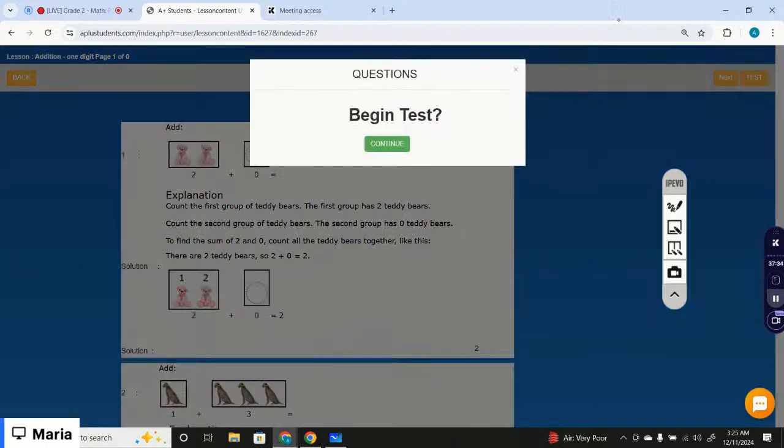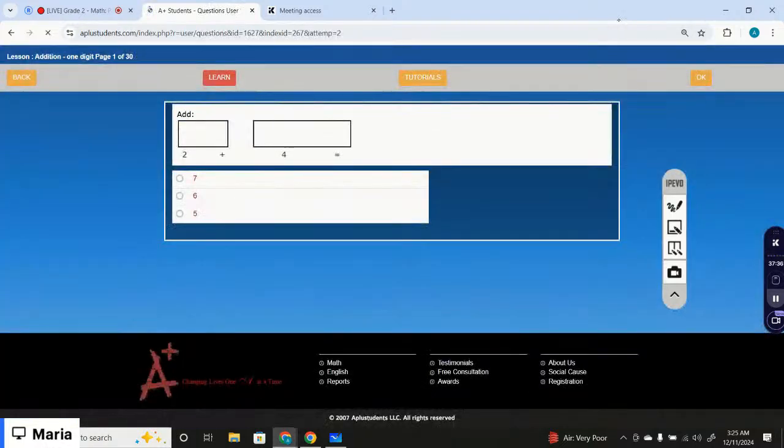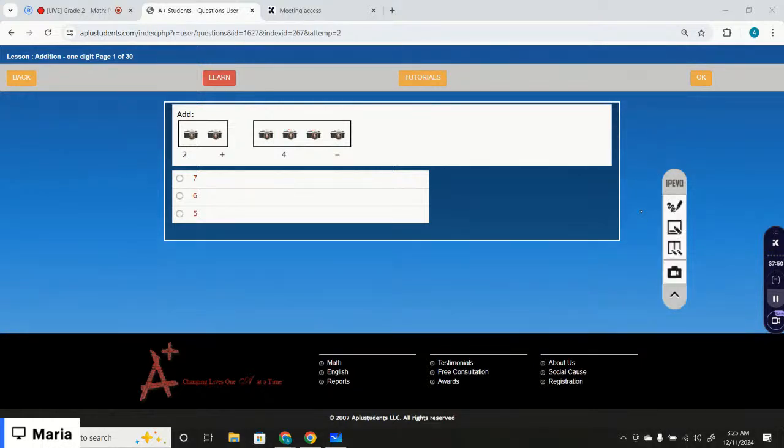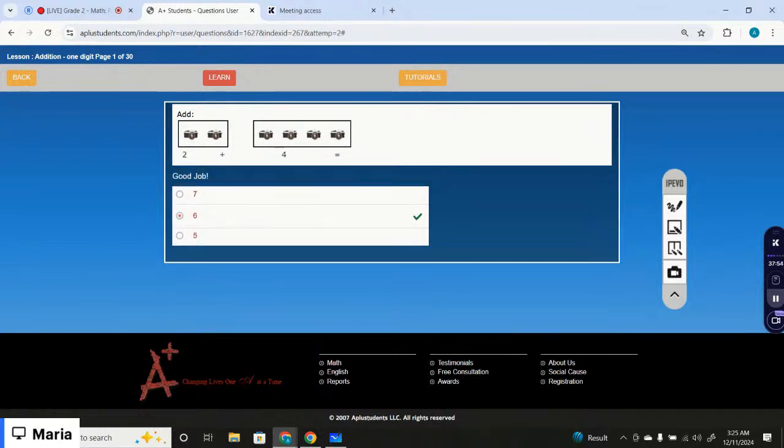Let's just start with the test questions. 2 plus 4, you need to count them all together. So let's just count 1, 2, 3, 4, 5, 6. So 2 plus 4 makes 6. The correct option is 6. Option number 2 is the correct option.